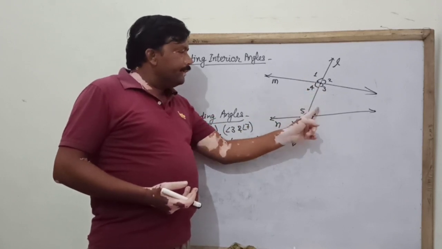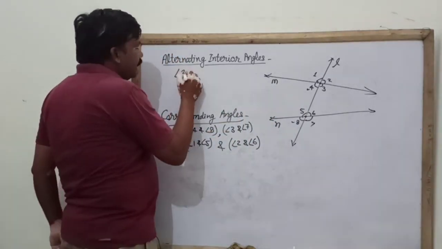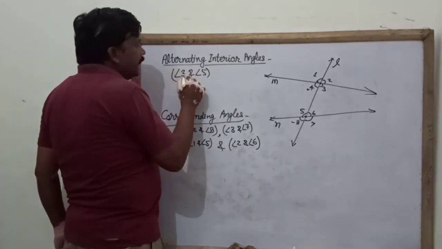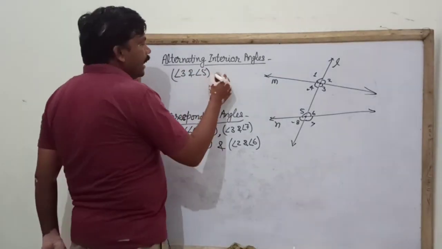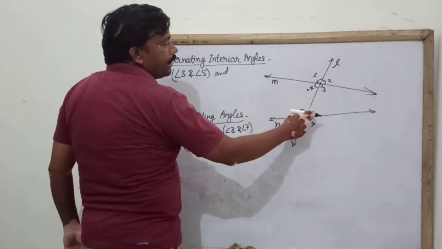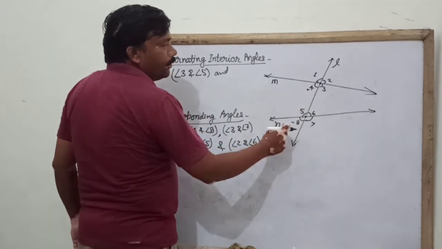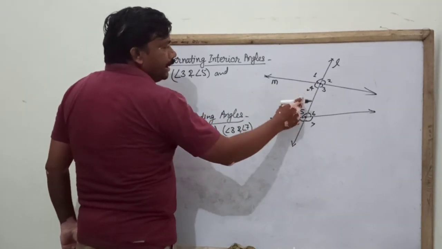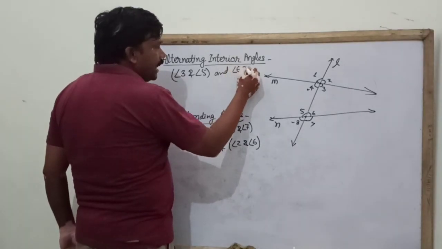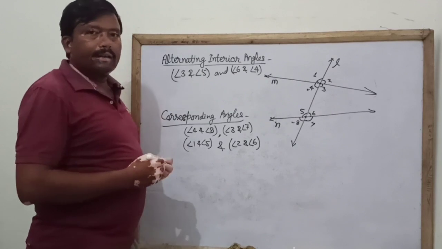1, 2, 3, leave it: 3 and 5 means the alternating angles are 3 and 5. Alternating interior angles are this and another one. If we count from here, 1, 2, 3, leave it, 6 and 4, means 6 and 4. These two are alternating interior angles.